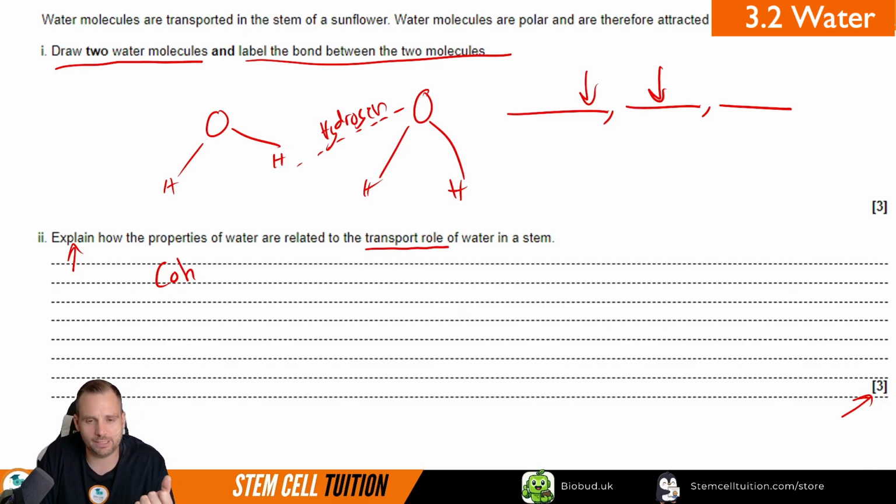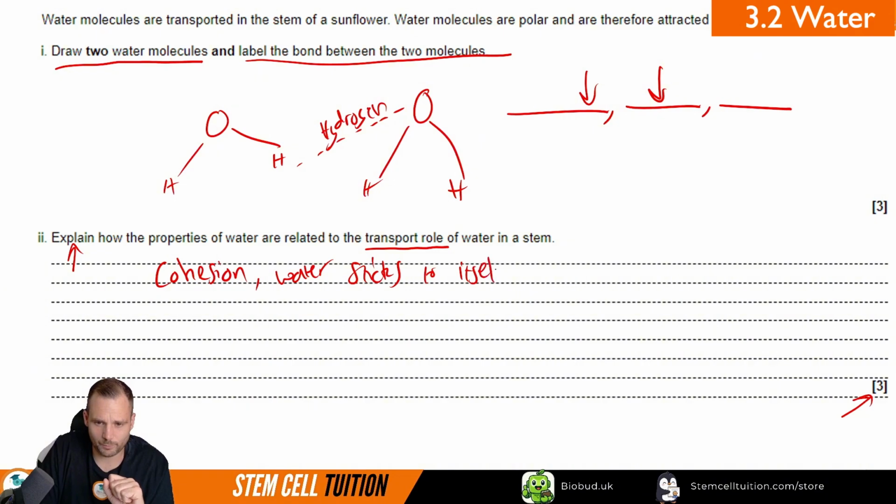Now, a lot of questions on water will pick one particular property out that you have to apply it to. So one property, so you've got cohesion, adhesion, solvent, etc. So cohesion, well, let's explain what that means: water sticks to itself. So I'm going to give them an explanation.